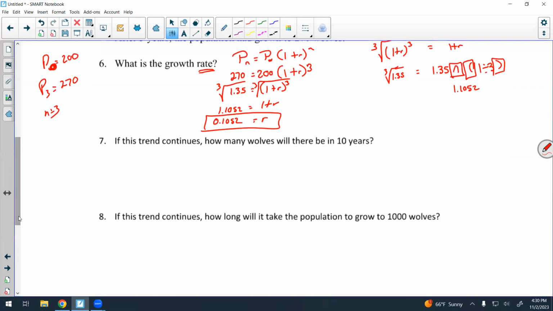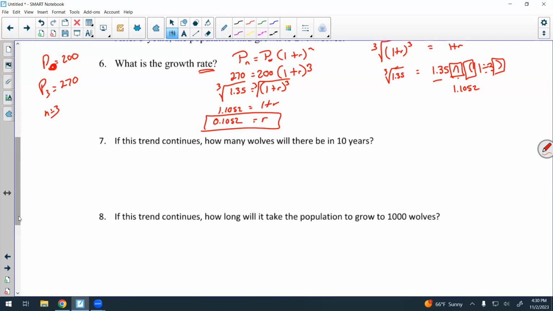Any questions on that one? Sorry? 1.35, caret, open parentheses, 1 divided by 3, close parentheses, and enter. That's 1/3, right? 1 divided by 3. Ready for the next one?